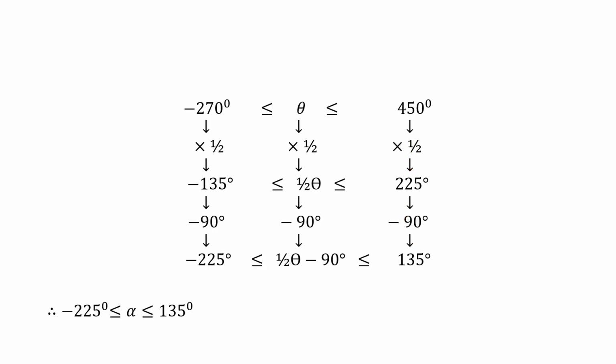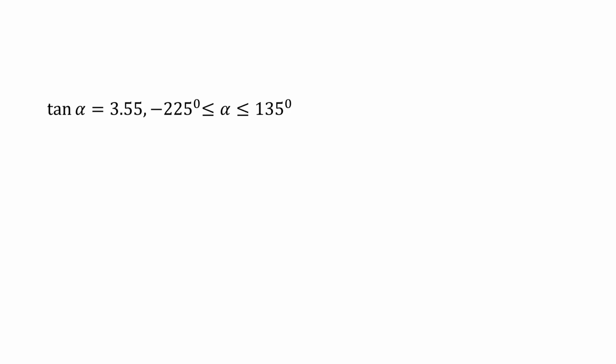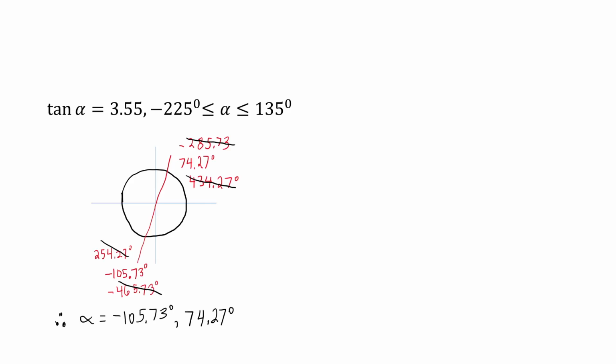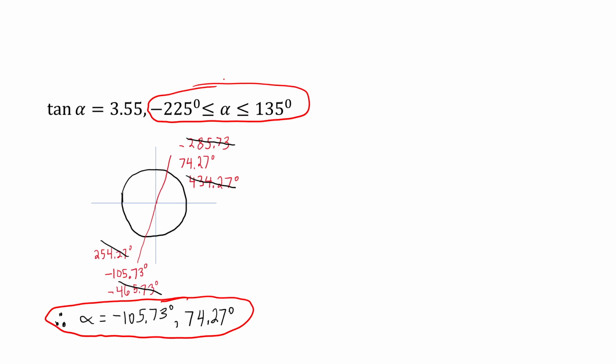So negative 270 times 1/2, subtract 90 becomes negative 225. Theta times 1/2, subtract 90 becomes 1/2 theta minus 90. But remember, that's what we said is alpha. 450 times 1/2 minus 90 becomes 135. So we've got ourselves a brand new substitute domain. So we're trying to solve tan alpha equals 3.55 over that substitute domain. And we do our work and we get a couple of alphas. So each of these alphas right here is in the substitute domain, the domain for alpha. Okay, good. We're happy with that.